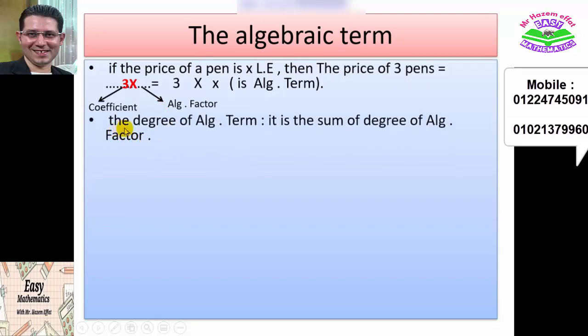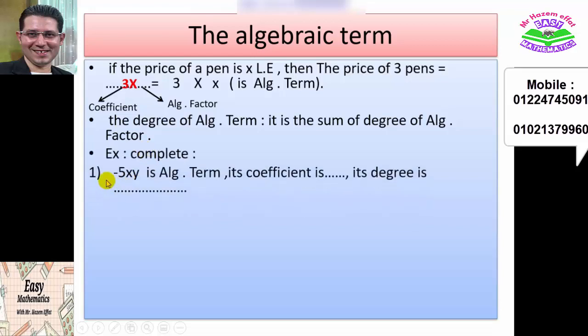Okay, the degree of an algebraic term is the sum of the degrees of all algebraic factors. Let's see exercise number 1. Negative 5xy is an algebraic term. Its coefficient here is, yes, the number negative 5.